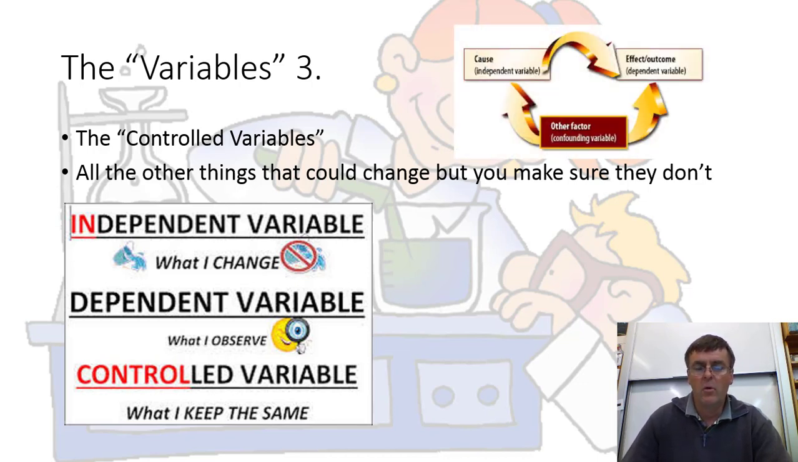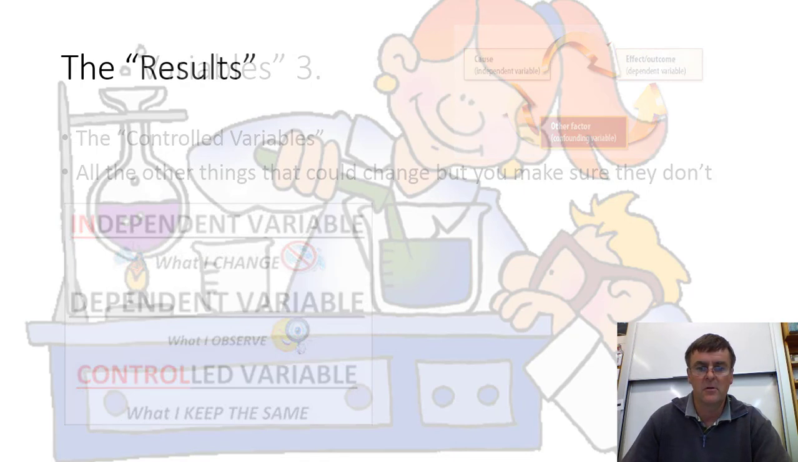Cause and effect again. I want the other factors out of the picture so that the one thing I am changing is the cause and I can measure the outcome. I'm not measuring something from something else, some other ones.